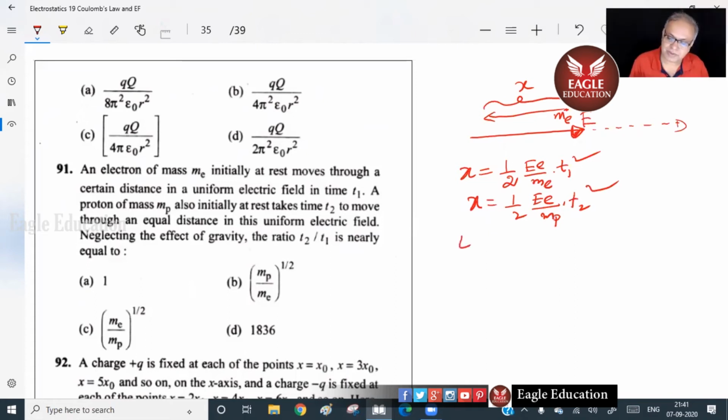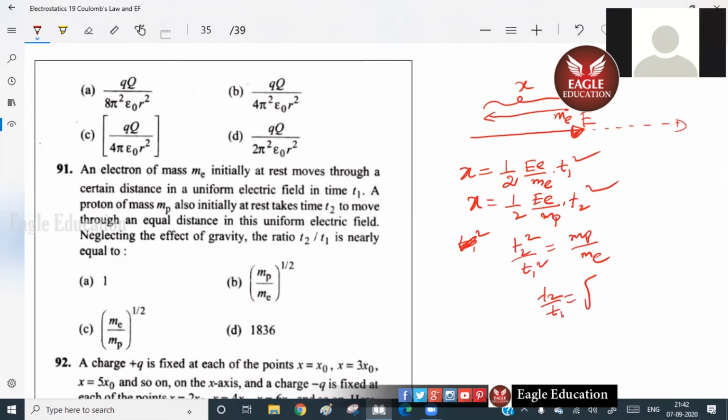He's asking for t2 by t1. So t2 squared by t1 squared equals the mass of the proton by the mass of the electron. So t2 by t1 equals the root of the mass of the proton by the mass of the electron. All right? The answer is there.